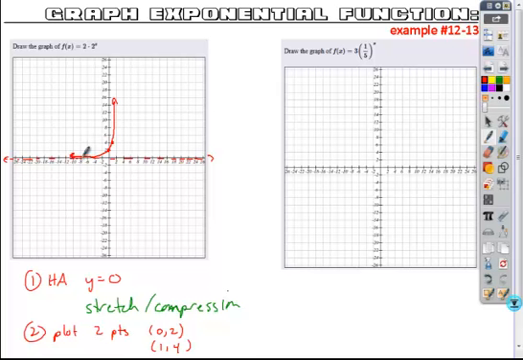Okay, I want you to try to do the same thing to the problem on the right. See if you can apply the stretch and compression factors, okay, to plot your 2 points in addition to your asymptote.